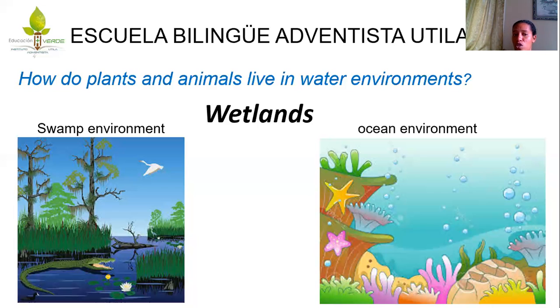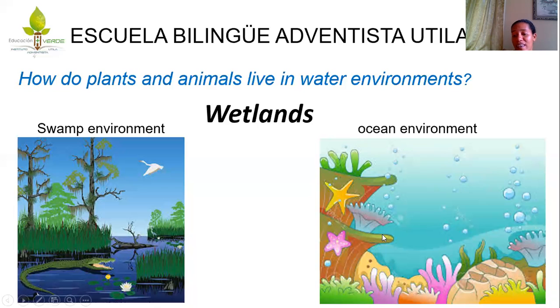So let's review. Swampland has very soft mud, a lot of water, a lot of plants, and a lot of animals. Swamplands are a little bit dangerous. It's not necessary for you to be there by yourself, okay? Now over here on this side, we have ocean environment. I know you guys like to swim a lot. So I have a picture here with ocean environment.